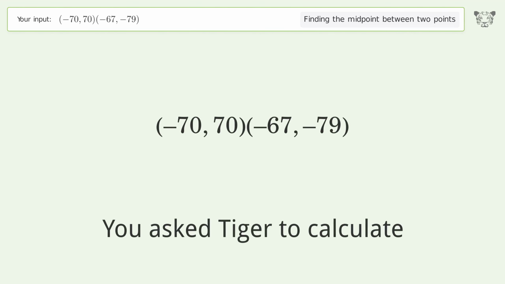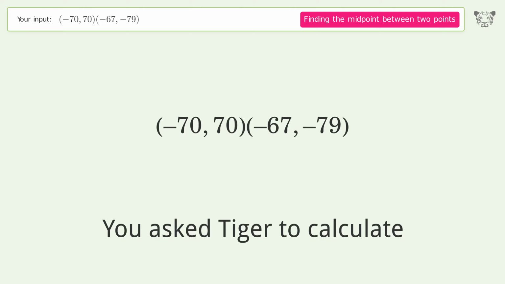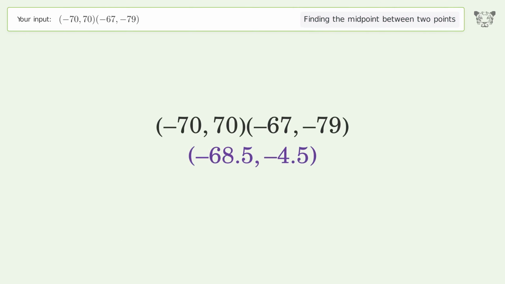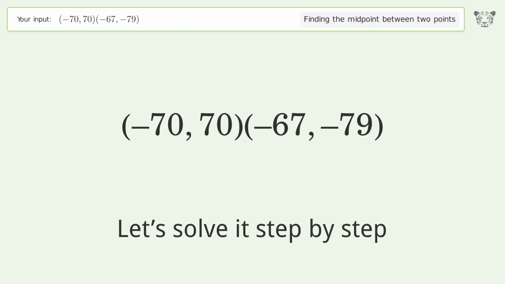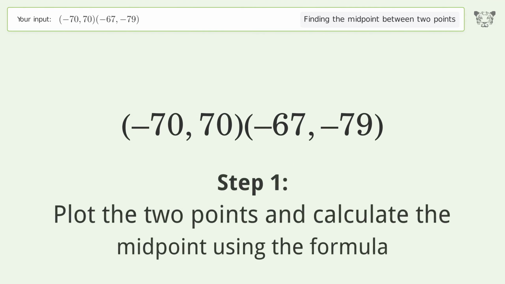You ask Tiger to calculate. This deals with finding the midpoint between 2 points. The midpoint between the 2 points is -68.5, -4.5. Let's solve it step by step. Plot the 2 points and calculate the midpoint using the formula.